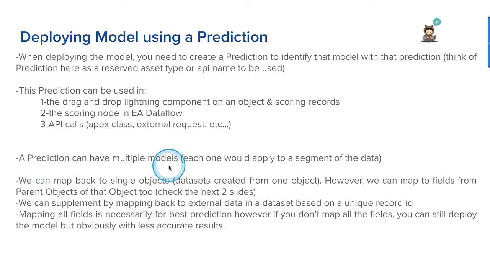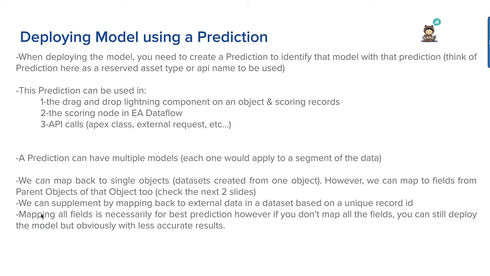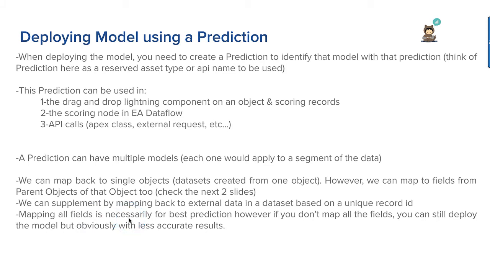As a reminder, a prediction can have multiple models. You can have those under the same prediction. We're talking about the same data set, just filtered or segmented in different ways. You can map back to single objects. Within that object, if there are parent objects, you can click on those objects and map to the other fields, for example, account name on the opportunity. We can also supplement, as we talked about. Mapping all fields is necessary, but that doesn't mean that if you don't have all the fields, you're not going to get a service. You're going to get a prediction or a score, but it's just not going to be accurate. So if I need you to tell me the city, the item, the month, and the discount to tell you what to do, I will still tell you something if you just give me the city and the item, but it's not going to be perfect.